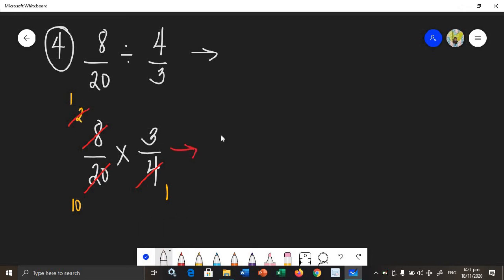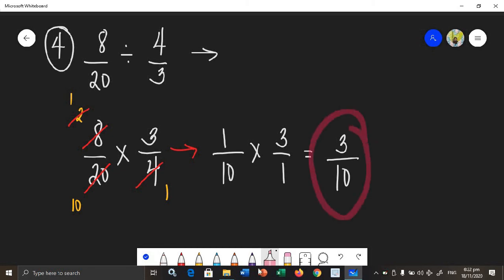And then I'm going to rewrite the remaining numbers. We have 1 over 10 times 3 over 1. And then let's multiply. 1 times 3, that is 3, over 10 times 1, that is 10. This is now your quotient. So that is how you multiply and divide rational numbers.